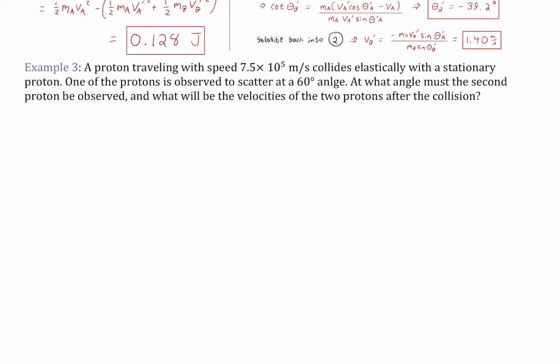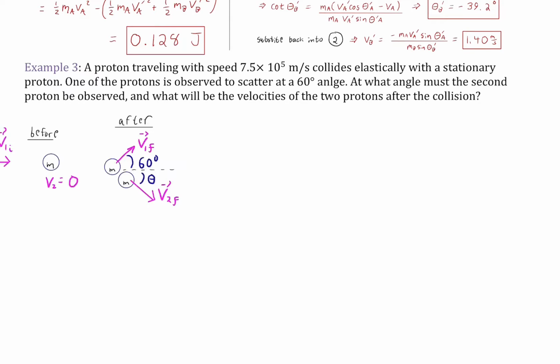A proton traveling with a speed of 7.5 times 10 to the 5 meters per second, so really fast, but of course it's a proton, so protons move quickly, collides elastically with a stationary proton. Well, stationary is nice. That's going to make our system easier. One of the protons is observed to scatter at a 60-degree angle. At what angle must the second proton be observed, and what will be the velocity of the two protons after the collision? Well, let's see.